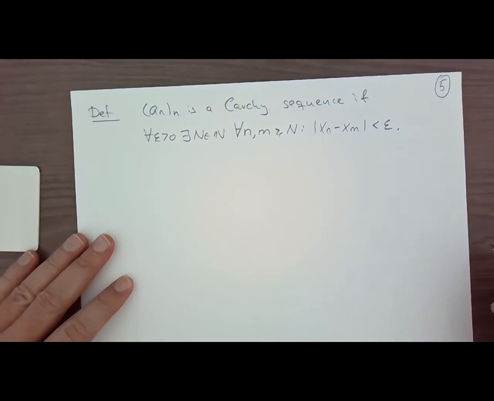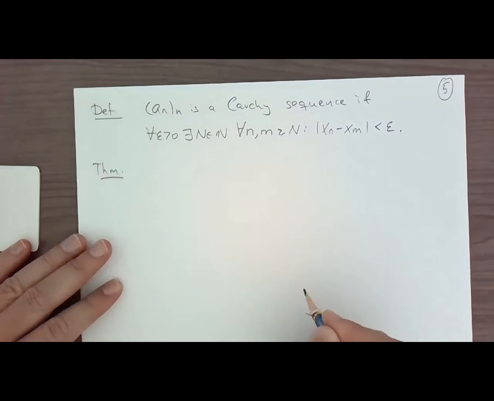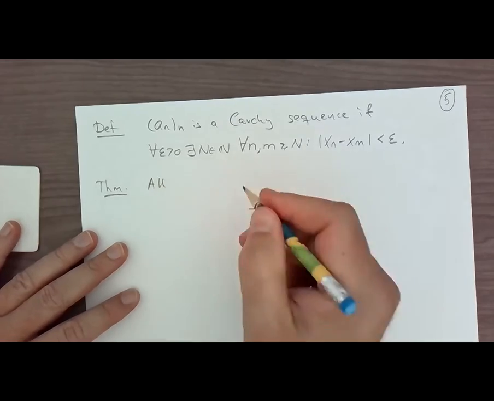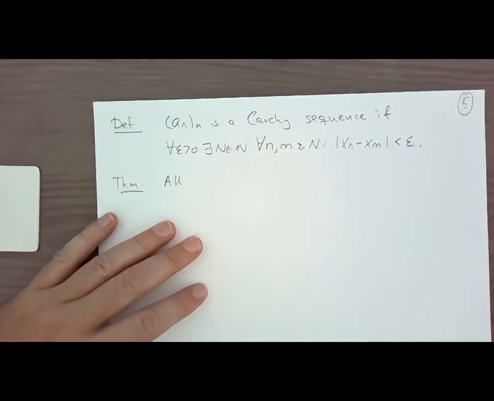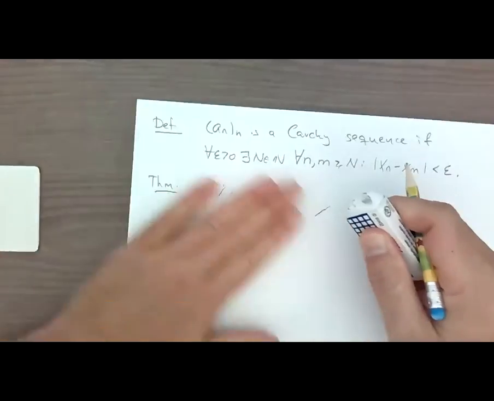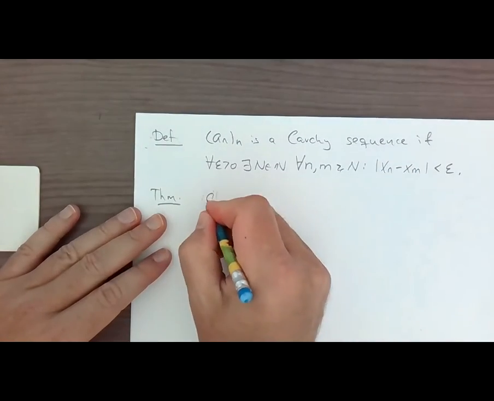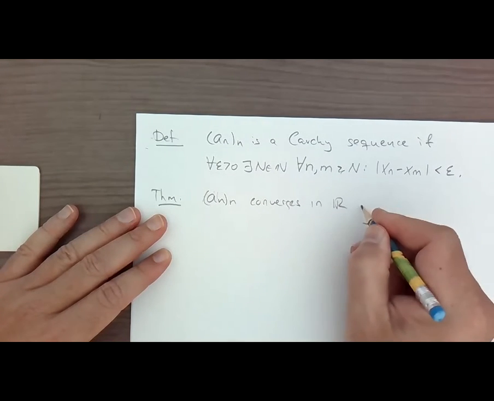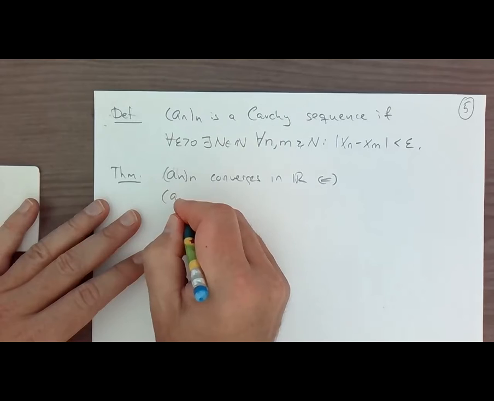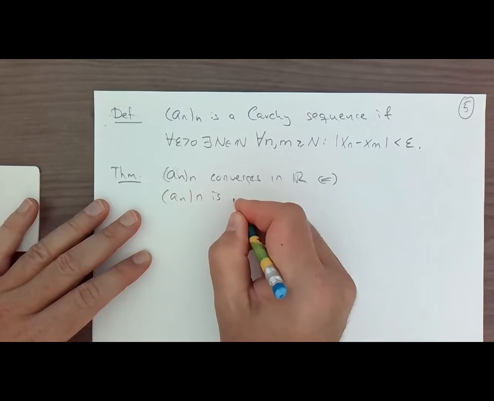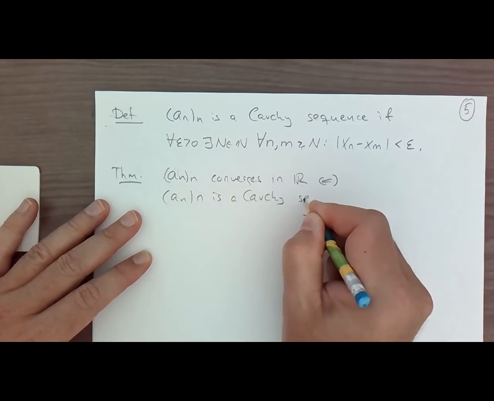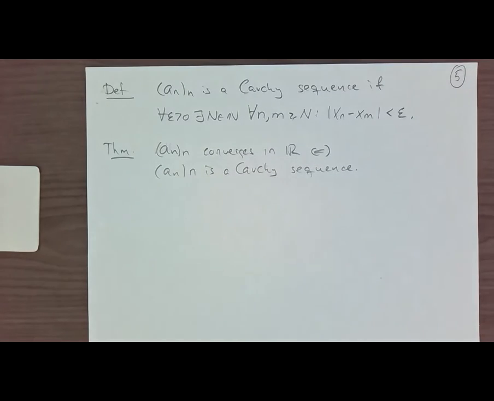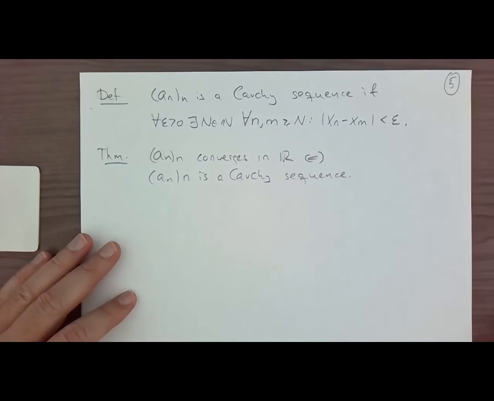And the big result, which you're going to prove today, this is the big theorem: a_n converges in R if and only if a_n is a Cauchy sequence. So that's today's big theorem that we're going to be trying to prove.